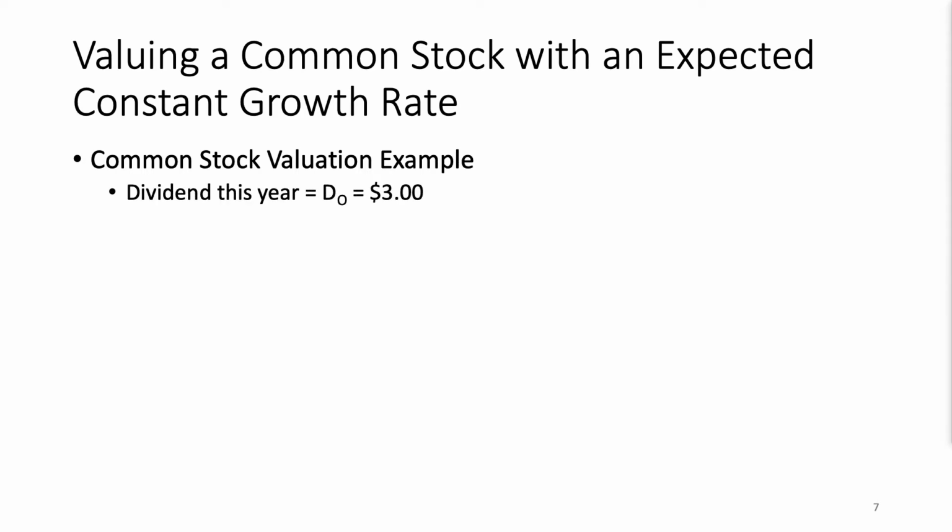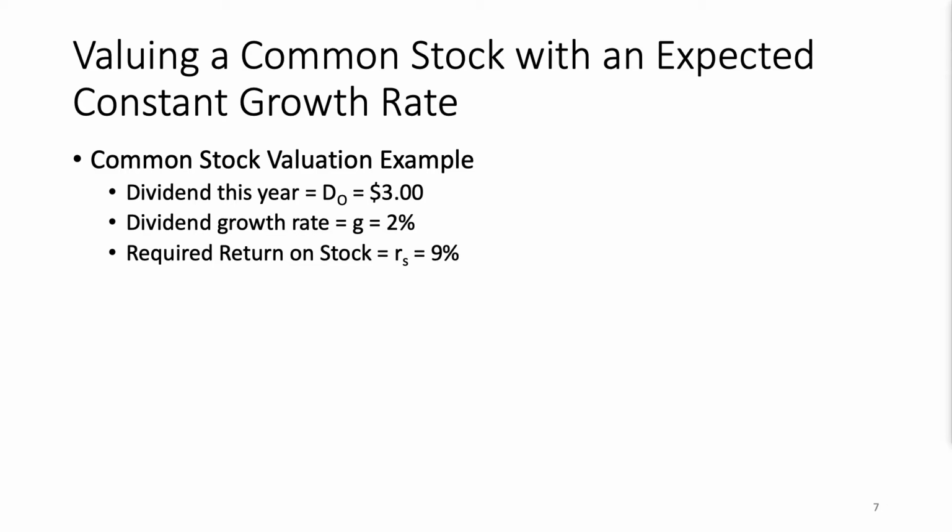The dividend this year is $3. Notice that's D0, that's this year. To get used to thinking D0, what does the D mean? It means this current year. This year's dividend is $3. I'm expecting the dividend to go up by 2% per year. So next year it'll be $3.06. The required return on the stock is 9%.